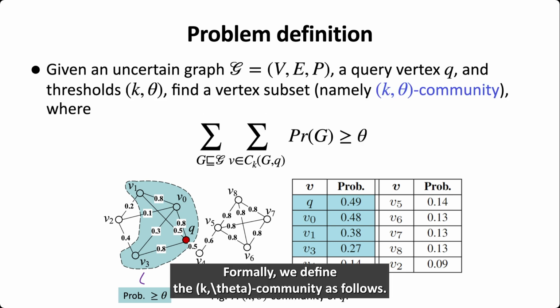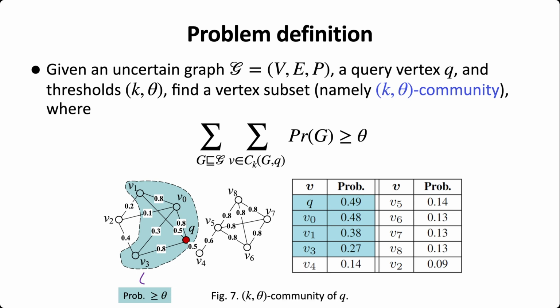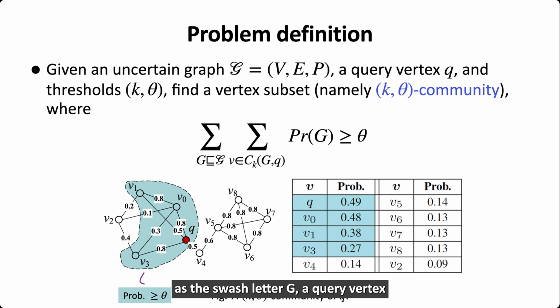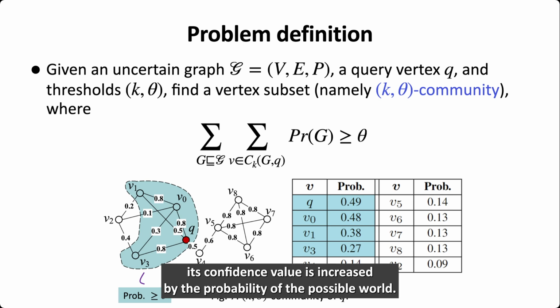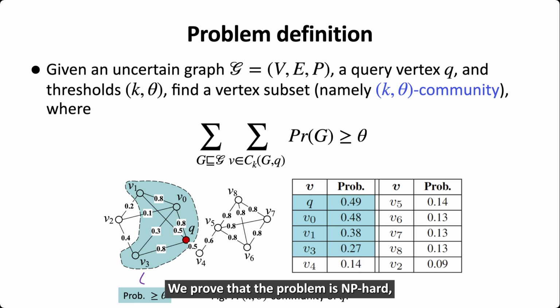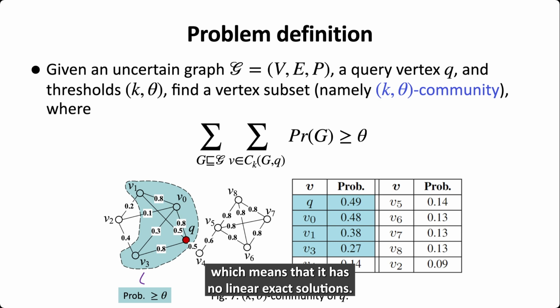Formally, we define the k-theta community as follows. Given an uncertain graph, written as the script letter G, a query vertex Q, and parameters k and theta, find a vertex subset where all the confidence values are greater than or equal to theta. In the formula, all the possible worlds are considered. For each possible world, if the vertex belongs to Q's k-community, its confidence value is increased by the probability of the possible world. We prove that the problem is NP-hard, which means that it has no polynomial exact solutions.